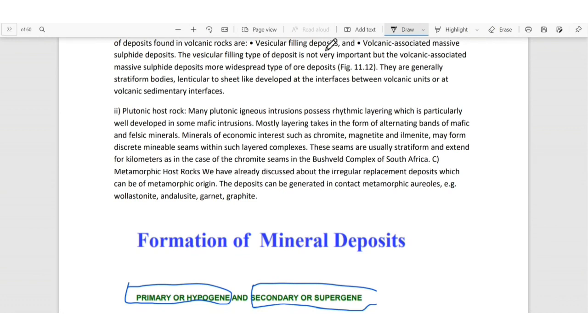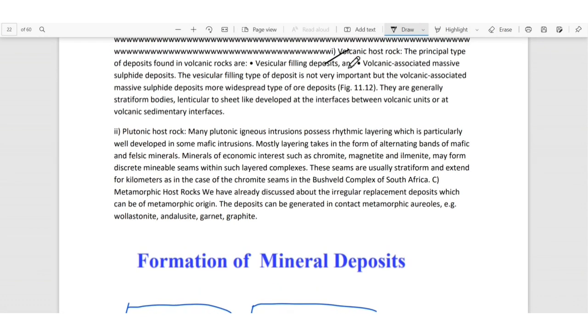Igneous host rock can be volcanic host rock. It can be volcanic, which is a vesicular filling deposit. Okay. Or a volcanic hosted massive sulfide deposit. Or it can be plutonic host rock, like the Bushveld complex of South Africa.